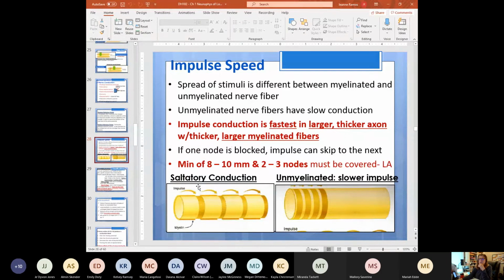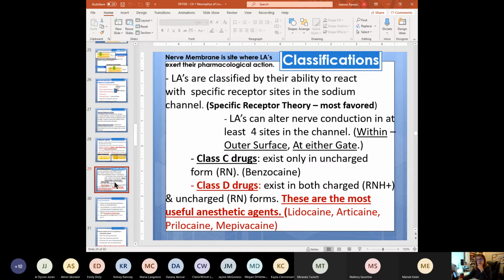So this is called saltatory conduction. The saltatory conduction is the fact that the impulse skips. It's running and skips over. That's the saltatory conduction of a nerve cell. So now we're going to get into classifications.